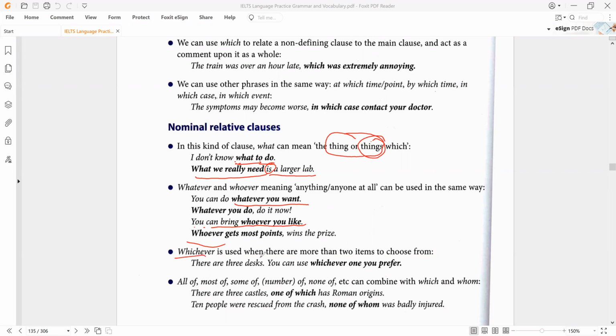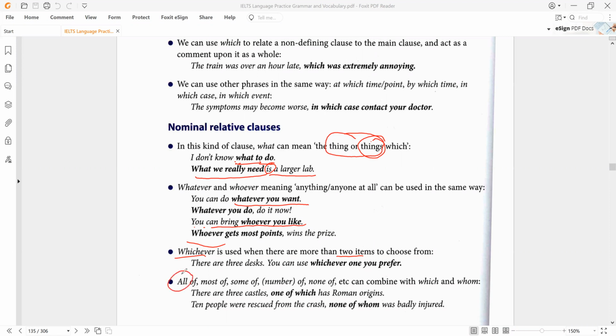Whichever is used when there are more than two items. نفس الشيء. Whoever gets, you can bring whoever you want. Whoever, أي شخص. يعني هناك عدة أشخاص وأي شخص تجيبه عادي جدا. So there is no problem. لا أحب أنا الإطالة في هذا البوك. مشكلته شنو؟ المشكلة واحدة، إنه مرات يكرر الأشياء. هذه كلها مكررة، اللي هي whatever, whichever, whenever, whoever، كلها تتكلم عن نفس الأشياء.